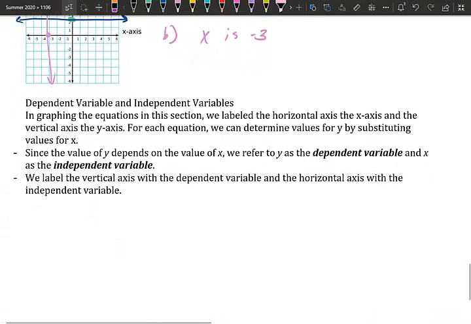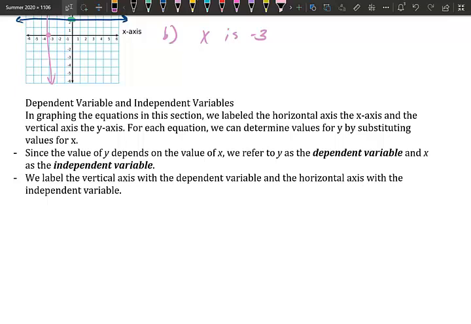Dependent and independent variables. In graphing the equation in this section, we labeled the horizontal axis the x-axis and the vertical axis the y-axis. For each equation, we can determine values for y by substituting values of x. Meaning we plug in x and we get y. That's what we did for the t-chart. Since the value of y depends on the value of x, we refer to y as the dependent variable and x as the independent variable. We label the vertical axis with the dependent variable and the horizontal axis with the independent variable. Meaning, we have to plug in x to get y, right? So without x, there is no y. So y is dependent on x.